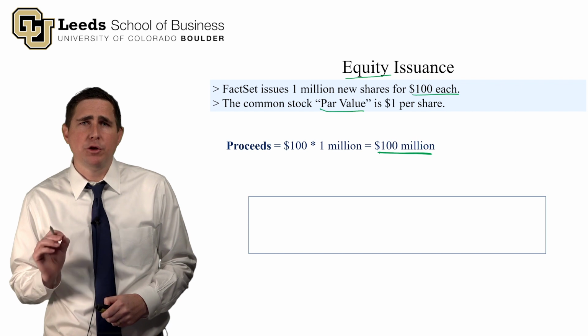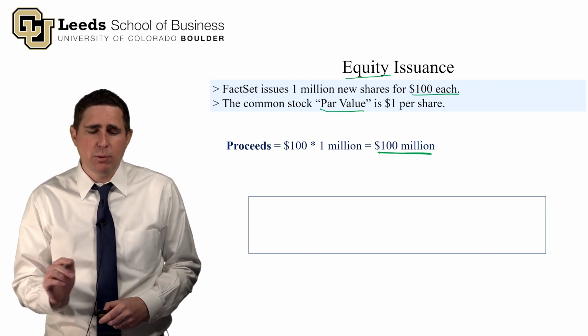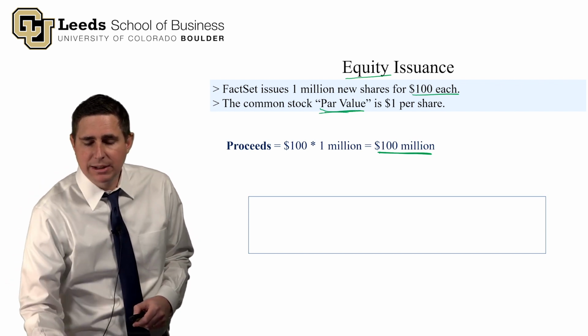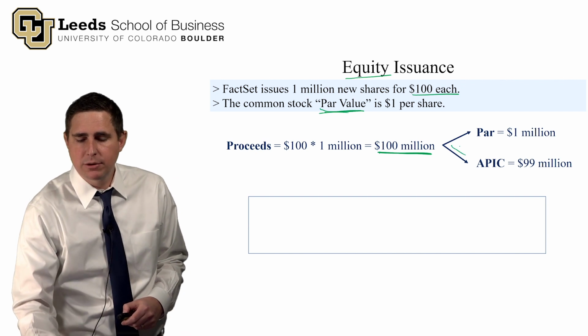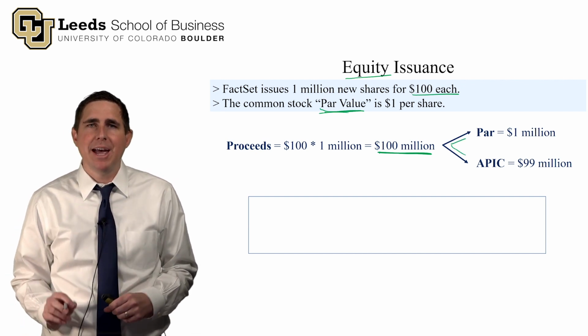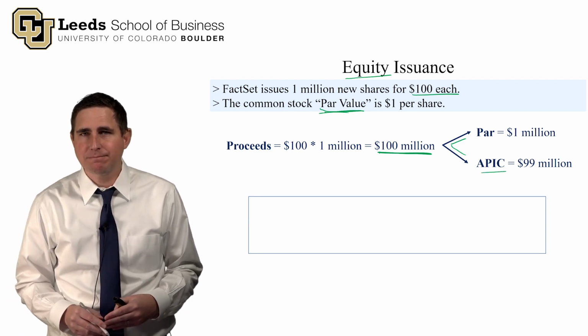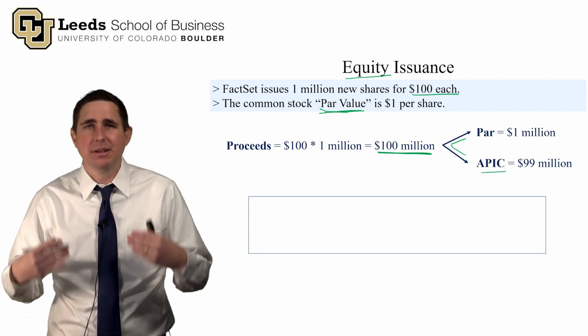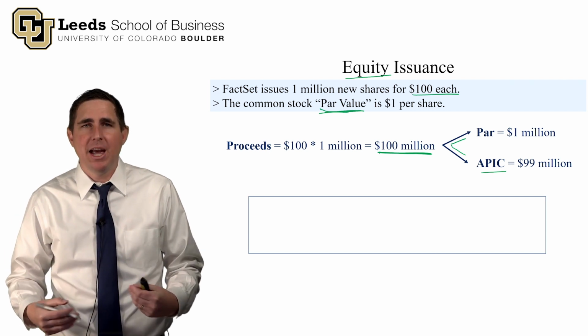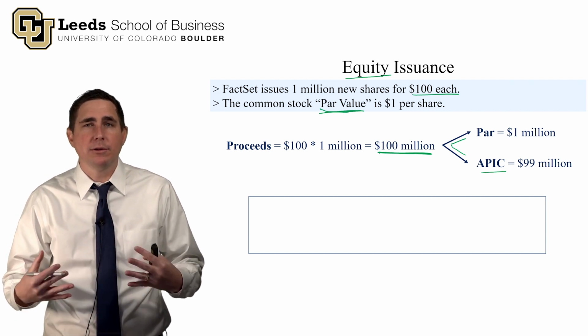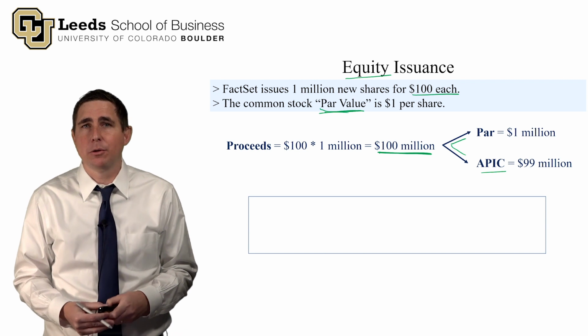Now, how do we record the journal entry? The answer is we need to use this par value, and we need to split up this $100 million into a par component and an additional paid-in capital component, the APIC component. Okay, and this is not important. This is just what companies do, and you need to know how it works just so you can interpret their balance sheet and their statement of stockholders' equity.